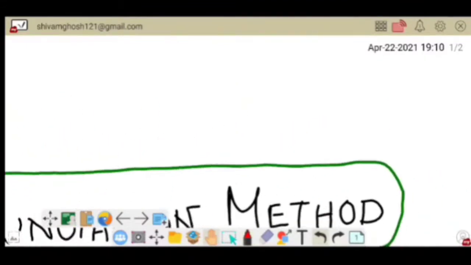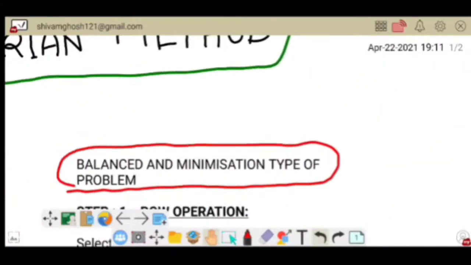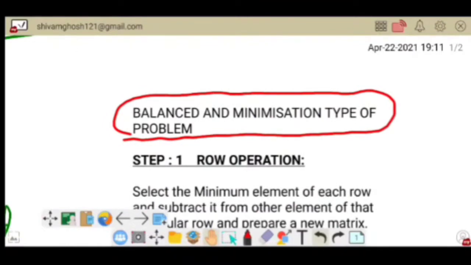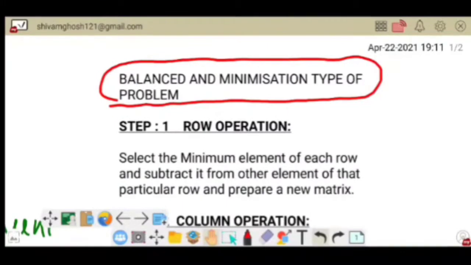And a minimization type of problem means that in the question there will be certain terms related to cost, like selling cost, distribution cost, advertisement expenses, office expenses, factory expenses, time, distance. All of these types of words will be mentioned in the question, then you will recognize it as a minimization type of assignment problem. So today we will solve a balanced and minimization type of problem.